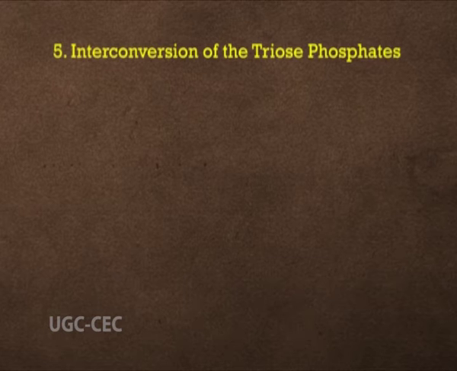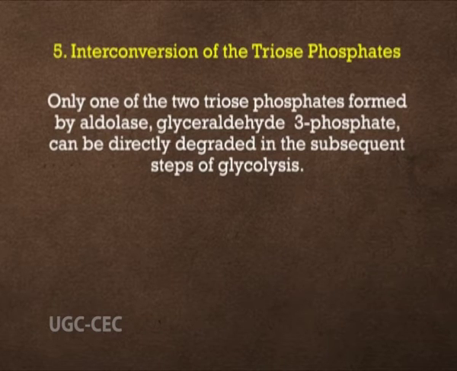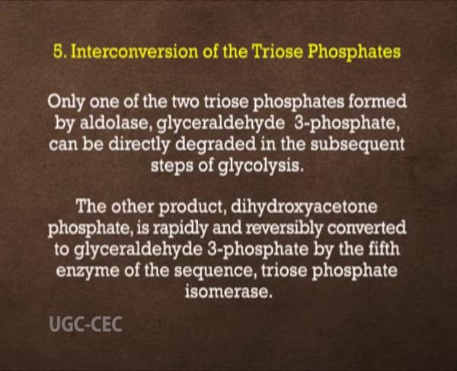Now the next step is interconversion of the triose phosphates. Only one of the two triose phosphates formed by the aldolase, which is glyceraldehyde 3-phosphate, can be directly degraded in the subsequent steps of glycolysis. The other product, which is dihydroxyacetone phosphate, is rapidly and reversibly converted to glyceraldehyde 3-phosphate by the fifth enzyme of the sequence, which is triose phosphate isomerase. This reaction completes the preparatory phase of glycolysis. The hexose molecule has been phosphorylated at C1 and C6 and then cleaved to form two molecules of glyceraldehyde 3-phosphate.